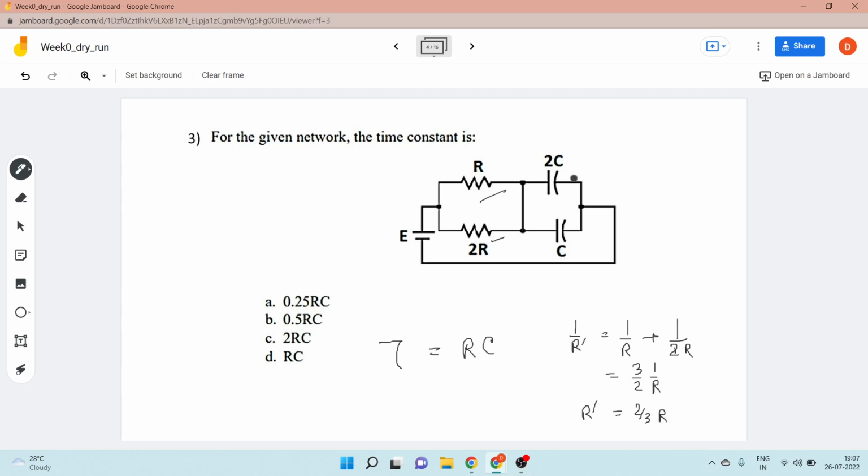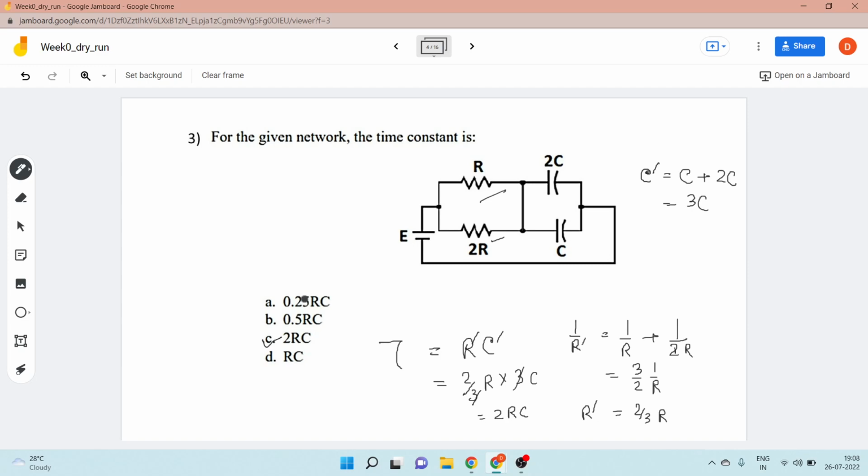Now in case of capacitance, when two capacitances are connected in parallel, you know they add up. So C dash, let's call it C dash, will be equal to C plus 2C. That is 3C. So now if we consider the time constant of the circuit, it will be R dash C dash. So it will be 2 by 3 R times 3C. This 3 gets cancelled, it is 2RC. So the correct answer to this question will be 2RC.